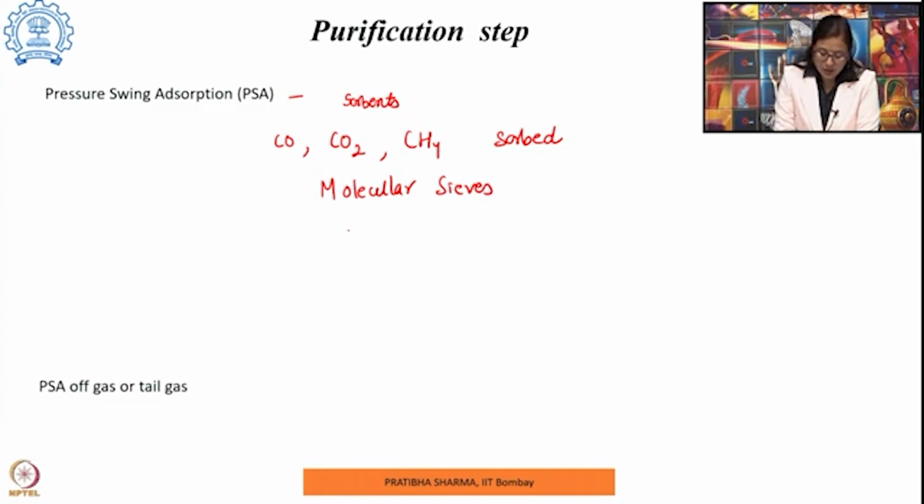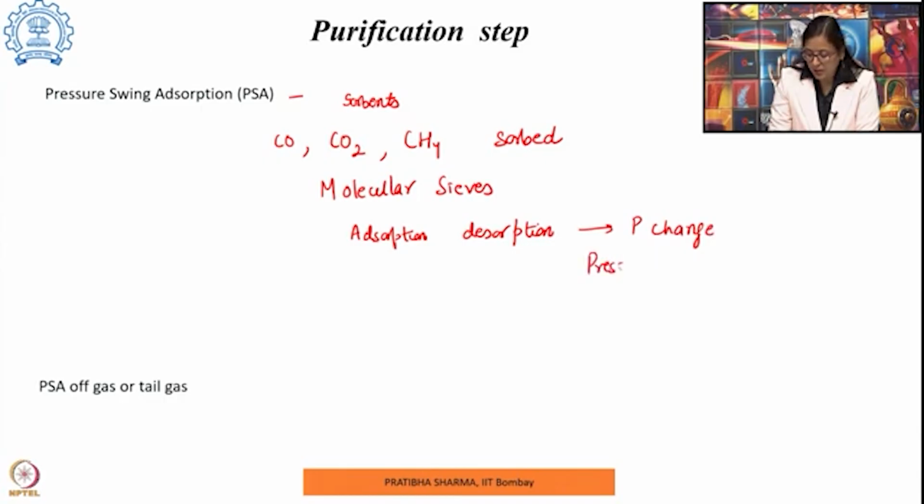Now in these sorbents, adsorption and desorption of the impurities occurs on the change of pressure. That is why the name is pressure swing adsorption. and we can get high purity hydrogen when all these impurities are selectively adsorbed onto the adsorbent surface.